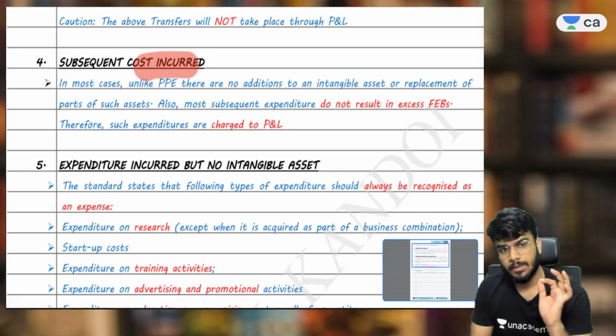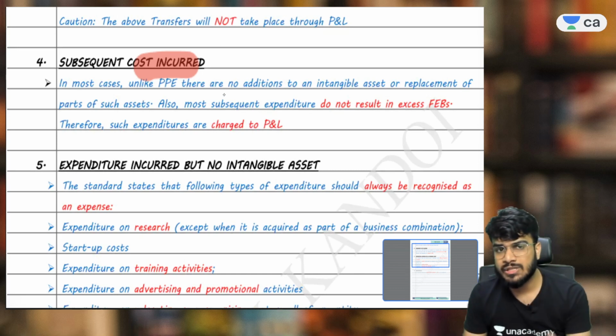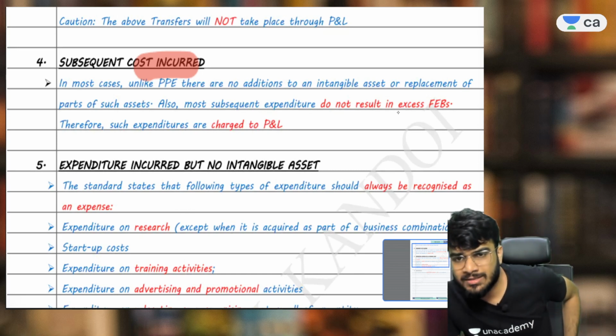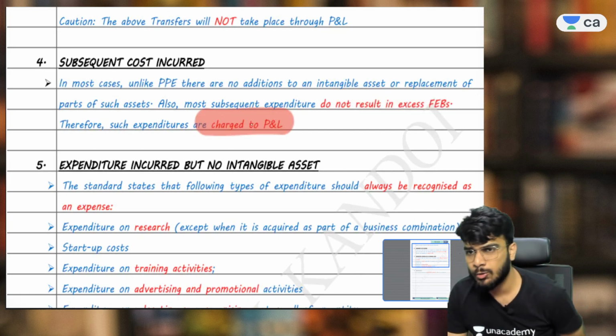Subsequent cost incurred. In case of intangibles, generally any subsequent cost incurred does not result in any future economic benefit, therefore it is transferred to P&L.